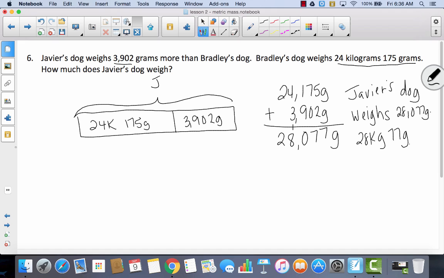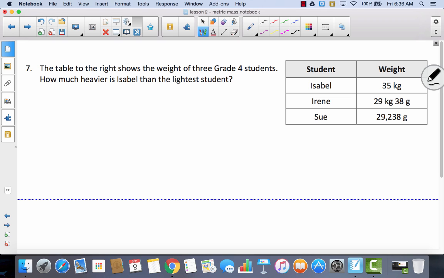All right, so if you are right here at number 6, it is okay for you to stop here and go ahead and try to do the exit ticket. If you have time and you want to go ahead and do number 7, then you can stay with me and we'll do number 7 together. All right, the table to the right shows the weight of 3 grade 4 students. How much heavier is Isabel than the lightest student? So first of all, which one is the lightest student?